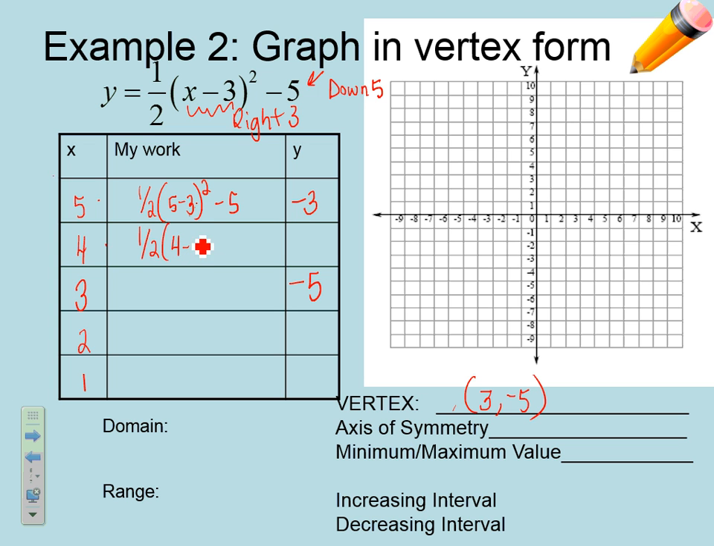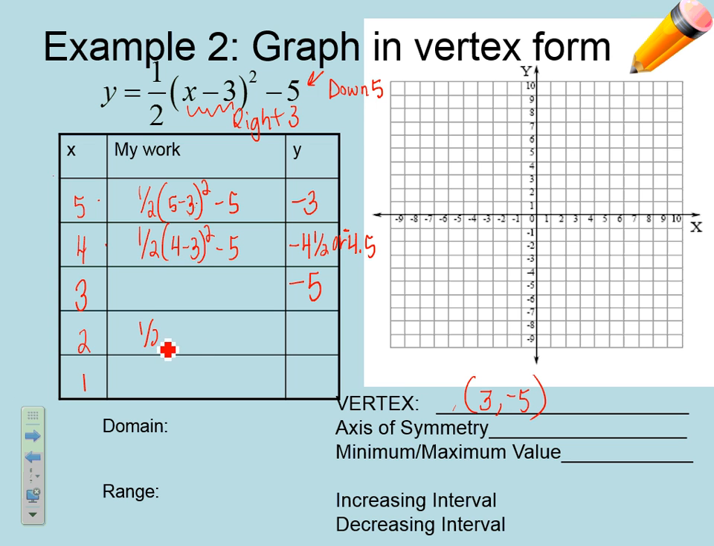1/2 of 4 minus 3 squared minus 5. 4 minus 3, we're following order of operations, folks, or we're using our calculator. 4 minus 3 is 1. 1 squared is 1. 1 times a half is a half. A half minus 5 is negative 4.5. You can use decimals if you'd like.